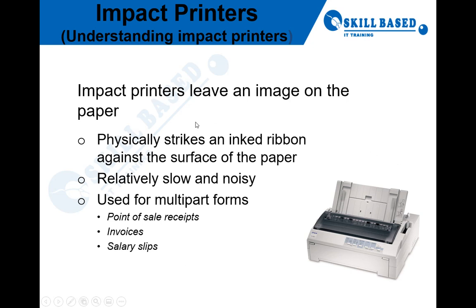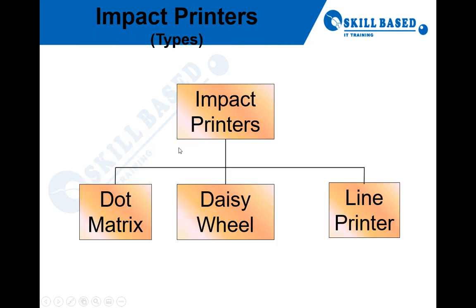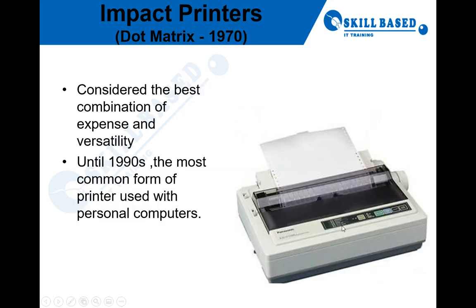Of course, most impact printers are already phased out. The leftover impact printers are quite limited. One of them is the dot matrix printer, which is also considered an impact printer. So for impact printers, we have dot matrix, daisy wheel, and line printers. Later on, we will walk through the impact printers that can still be found in the market.